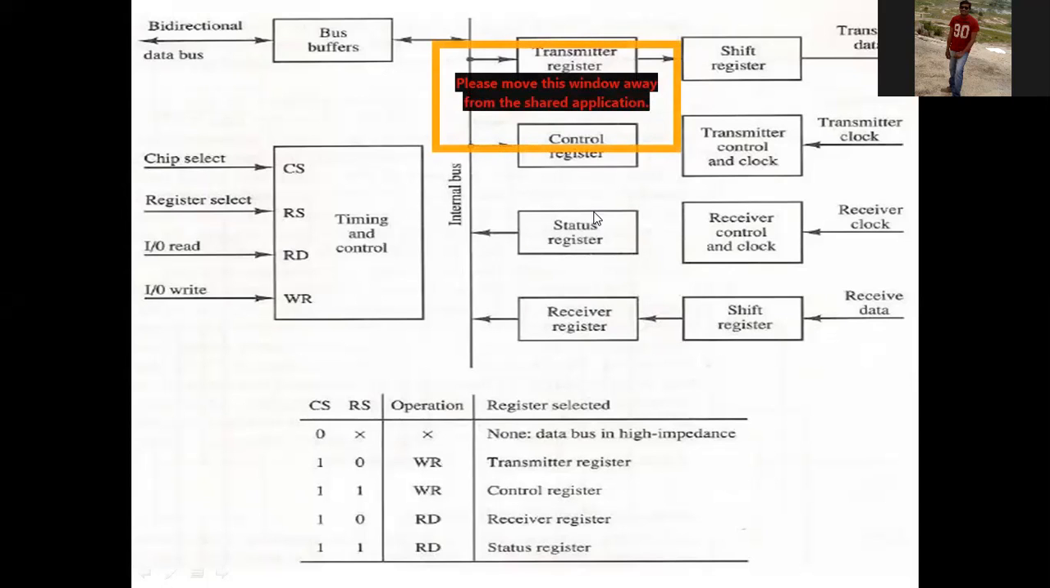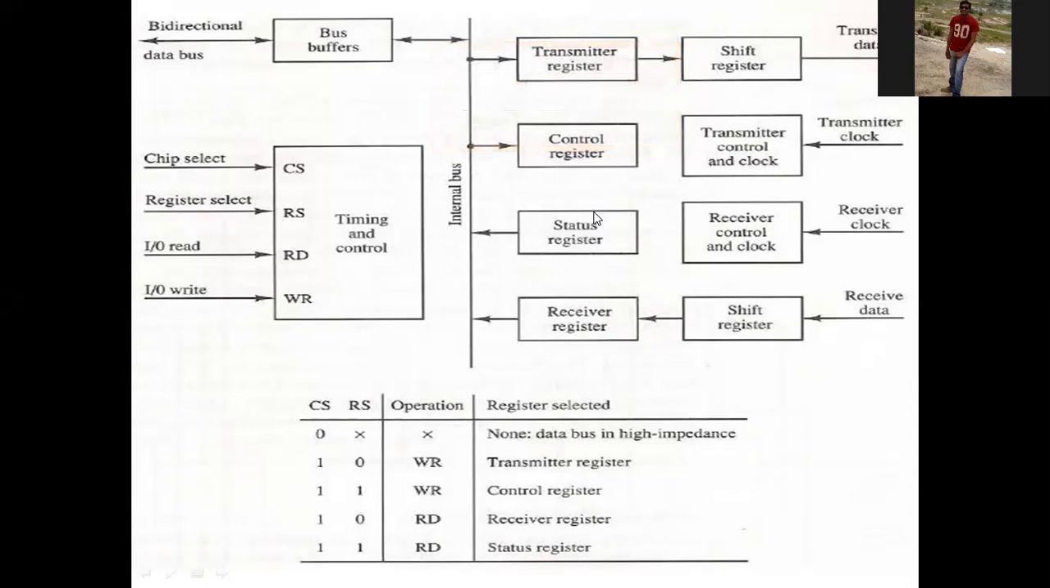So first I'll start my explanation with the bus buffer, the data bus buffer. The main usage of this block diagram is to transfer the serial data transmission in between the CPU and the peripheral devices. That is the main usage of this UART, the asynchronous serial mode of data transmission. Fine. So the first one is the bus buffer.